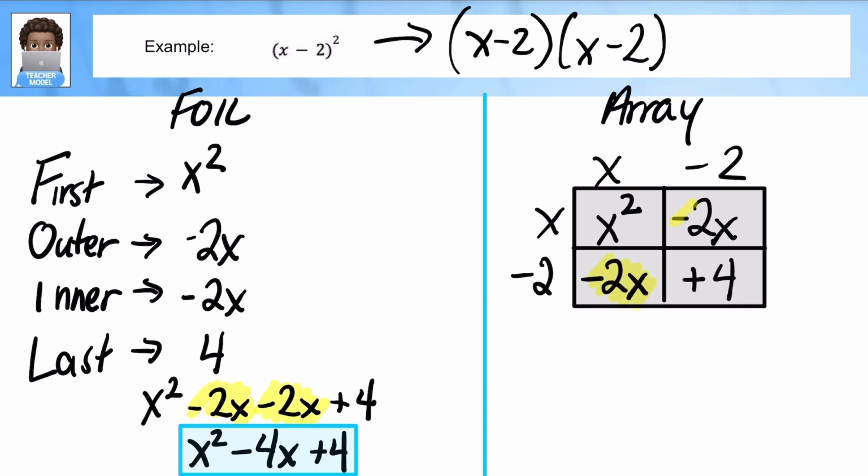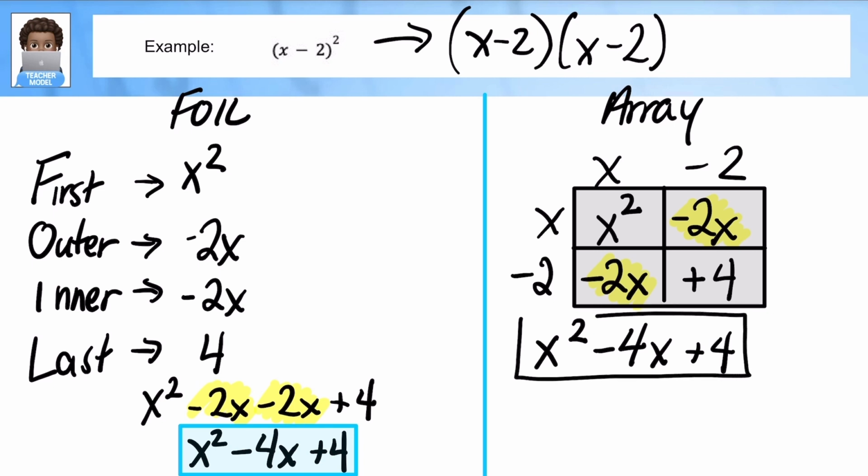You'll see your like terms, so we'll again combine them. And that is -4x plus 4. Hit pause and jot this down into your notes.